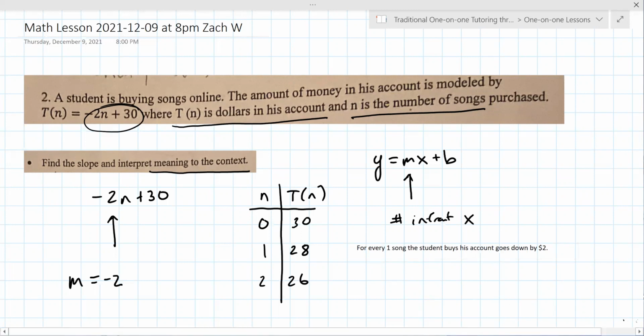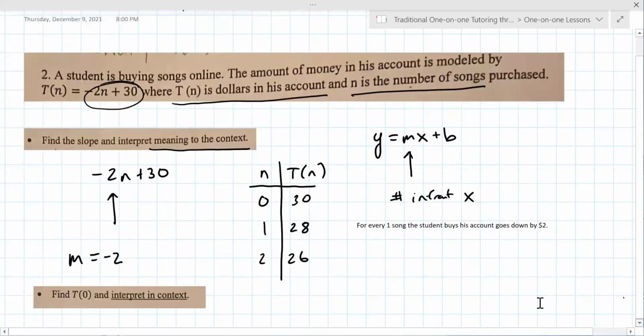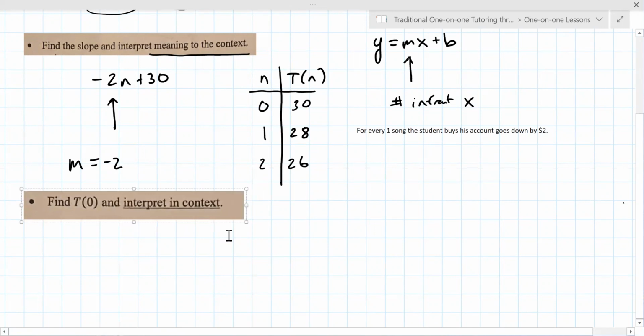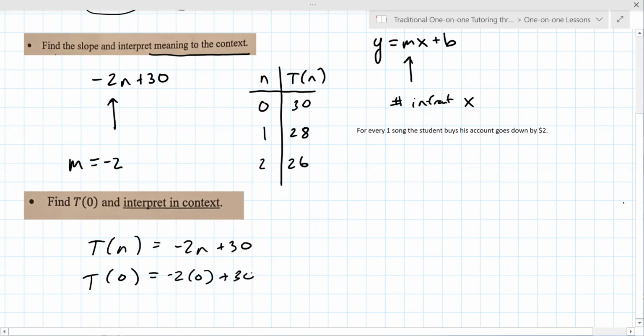Yeah, and they tend to all be written the same. So it's for every something, something else happens. All right, I guess we can move on. We actually already have this. Find T of 0 and interpret in context. So T of n is minus 2n plus 30. T of 0 means to put 0 in wherever you see an n. So minus 2 times 0 plus 30. So it would just be 30.